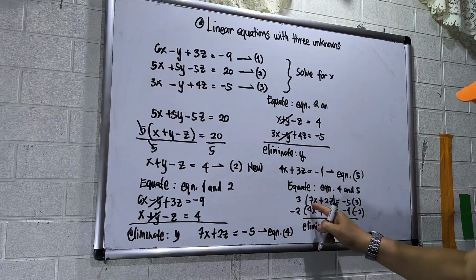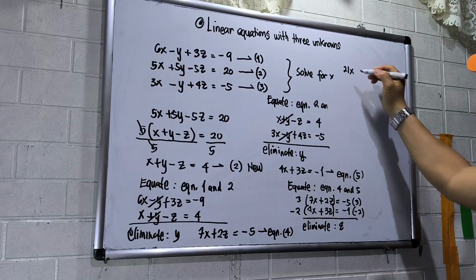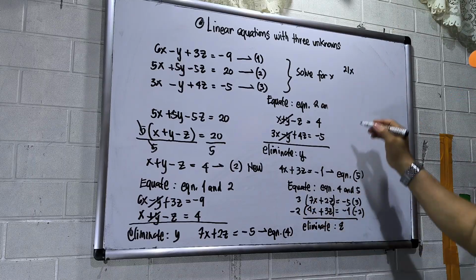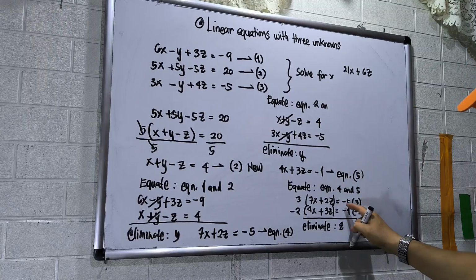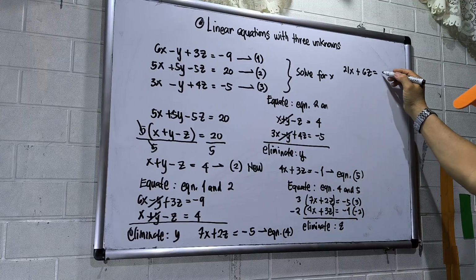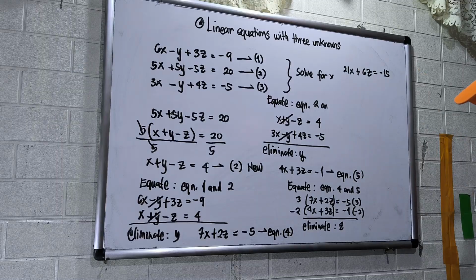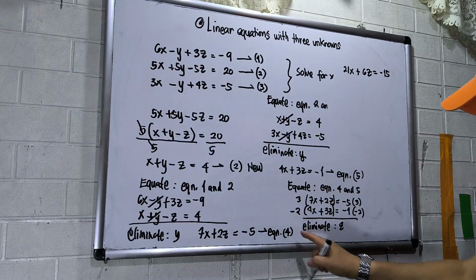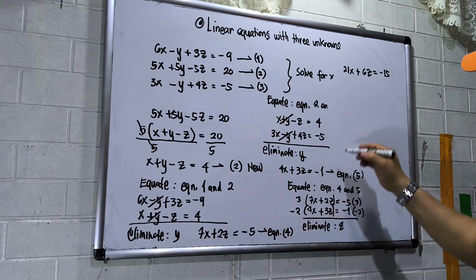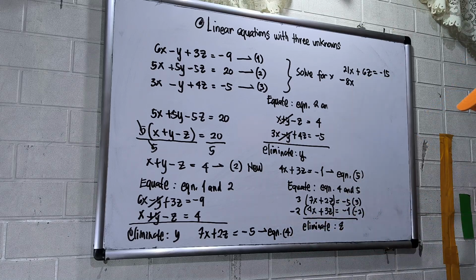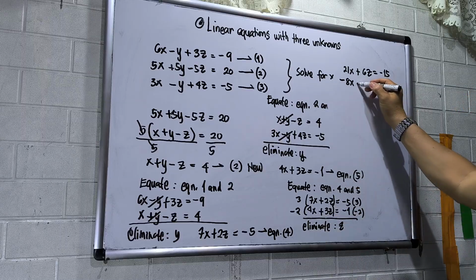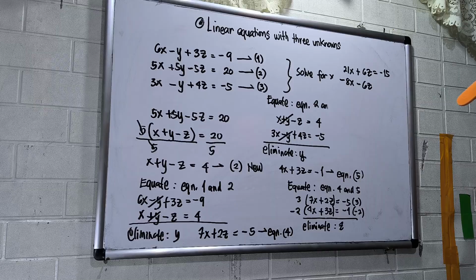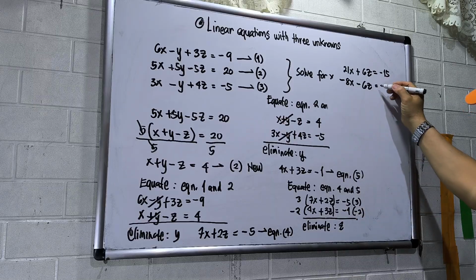So 3 times 7x, that will be 21x, plus 3 times 2z, that will be 6z. Then negative 5 times 3, that will be negative 15. Then equation 5 will be multiplied by negative 2. Negative 2 times 4x, that will be negative 8x. Negative 2 times positive 3z, that will be negative 6z. Then negative 1 times negative 2, that will be positive 2.